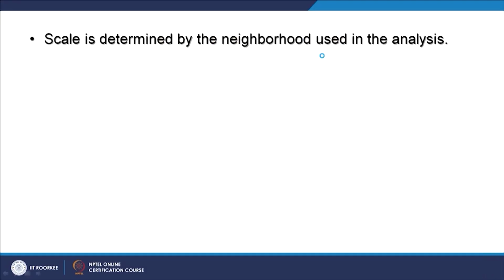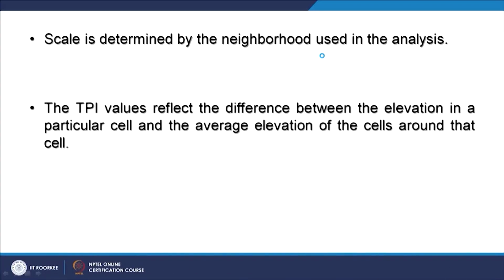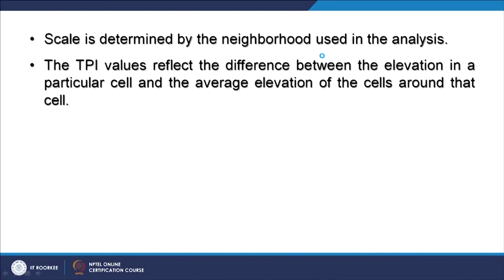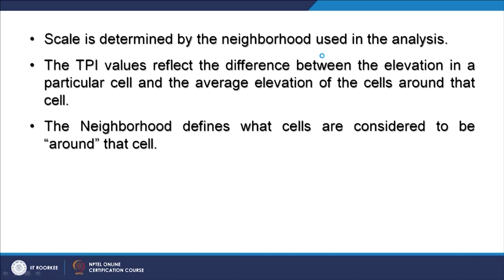Now, scale is determined by the neighborhood used in this analysis, and TPI values reflect the difference between the elevation in a particular cell and, of course, the surrounding neighborhood. So it basically also falls in the neighborhood analysis category, and these are the surrounding cells.